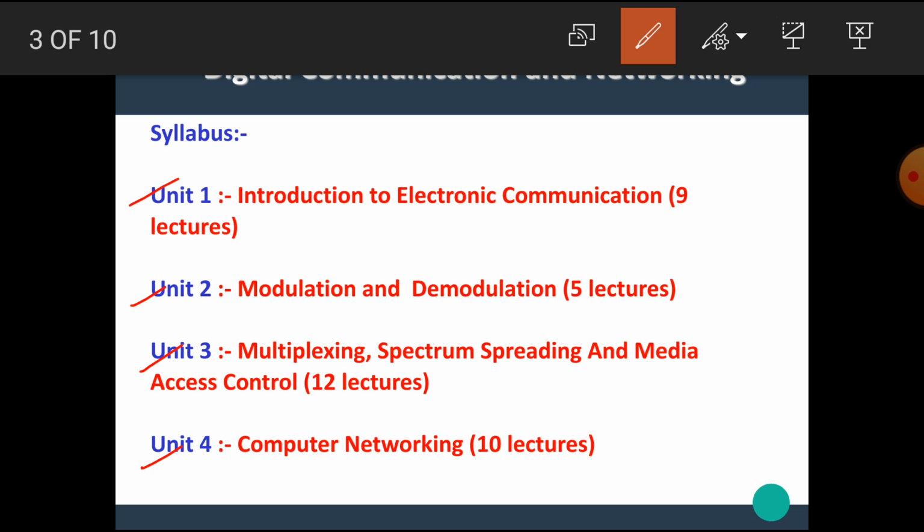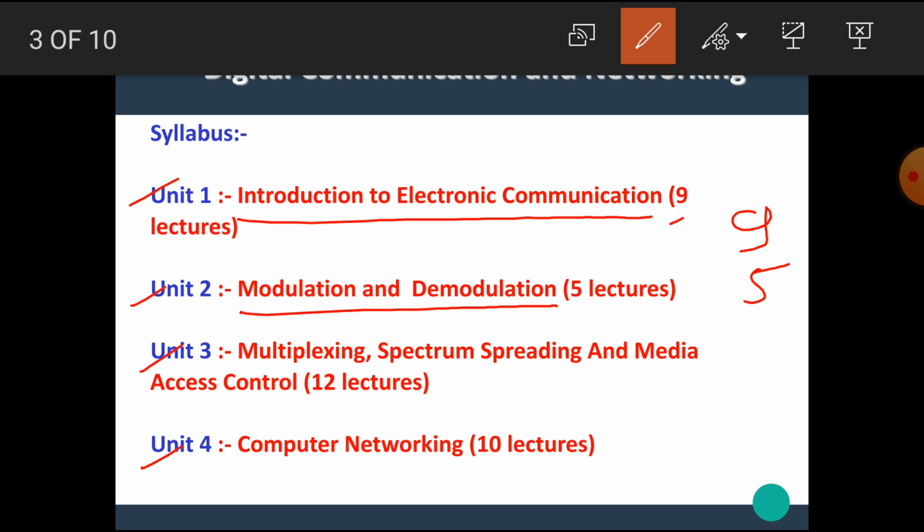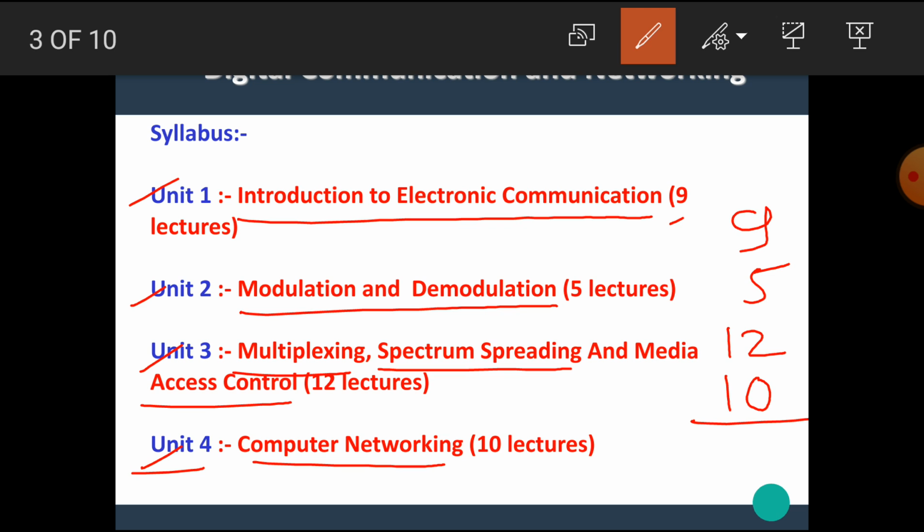The name of Unit 1st is Introduction to Electronic Communication, which is of 9 theory lectures. The name of Unit 2nd is Modulation and Demodulation, which is of 5 theory lectures. The name of Unit 3rd is Multiplexing, Spectrum Spreading and Media Access Control, which is for 12 theory lectures. And the name of the last unit, Unit 4th, is Computer Networking, which is for 10 theory lectures. That means a total of 36 theory lectures are allotted for this subject.